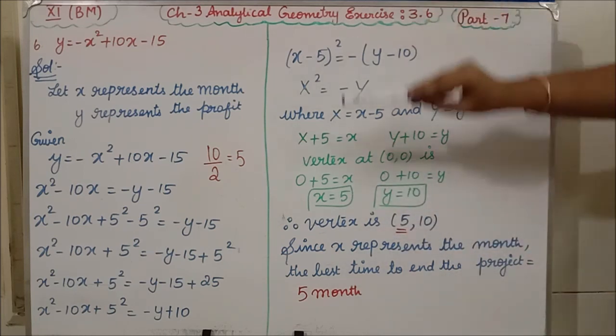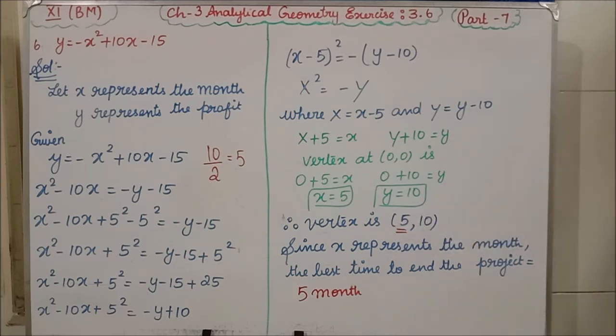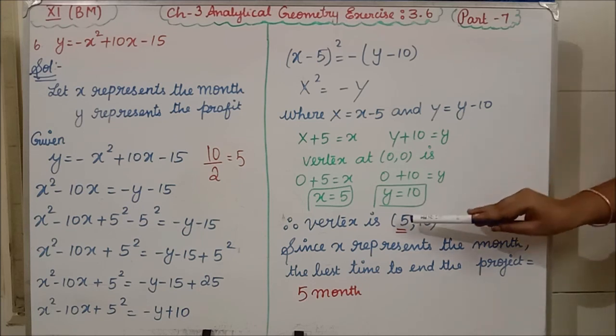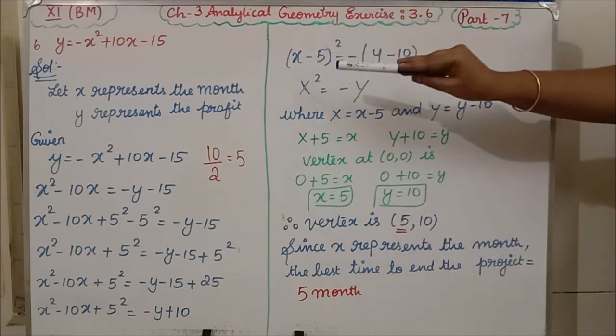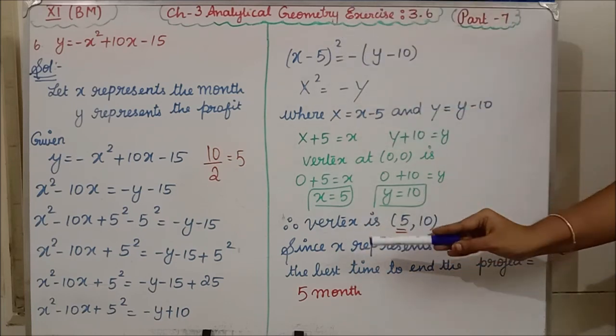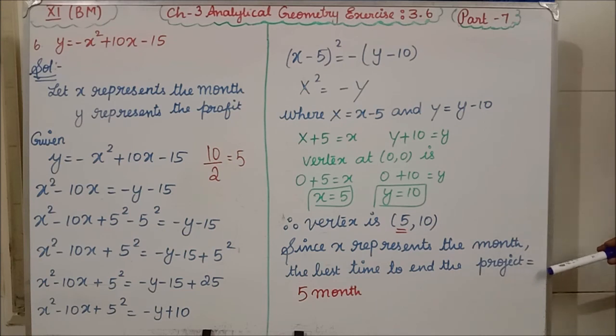In (5, 10), this is x and this is y. But in the question they are not asking about the profit. They are asking only how many months it will take to complete the project. So we need only x. Since x represents the month, the best time to end the project is 5 months.